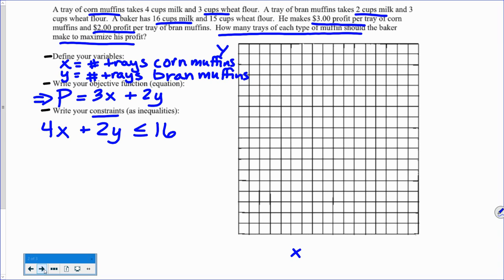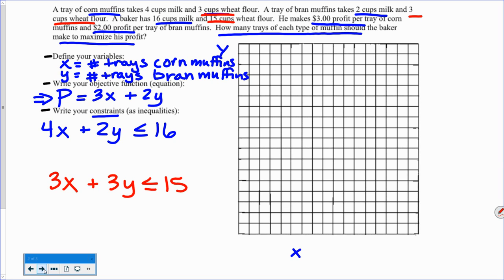The other constraint that we will set up will be representing the other information we have not used, which would be all of the wheat flour. So that all goes into the same inequality. I've got 3 cups of wheat flour for every tray of corn muffins, plus 3 cups of wheat flour for every tray of bran muffins. We cannot go over the 15 cups we have in total of wheat flour.